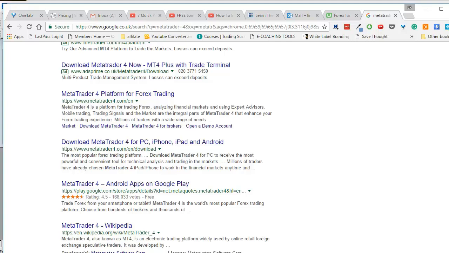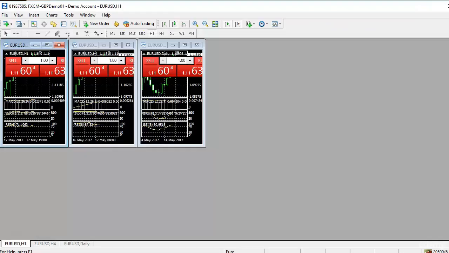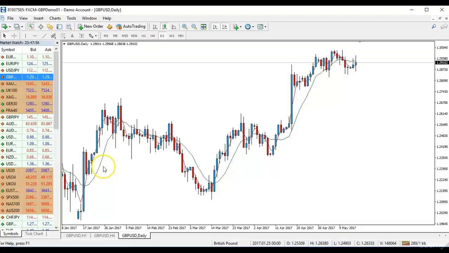But the demo platform will show you how to use it. It's your practice platform. You can't break anything, and it's what you need to do before you actually do your real trading. So let me just very quickly go through how you would use the platform.